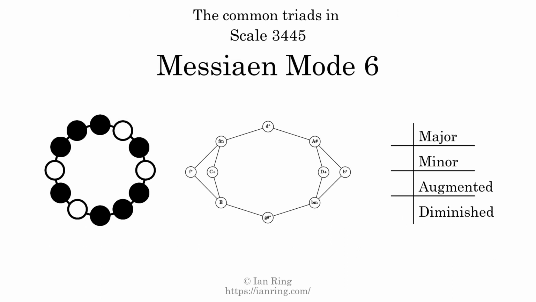11010110101. Here are the common triads present in this scale. The diagram in the center is a graph of parsimonious voice leading between triads. There are 2 major triads. There are 2 minor triads. There are 2 augmented triads. There are 4 diminished triads. There is no Hamiltonian path through the graph that uses all the triads.